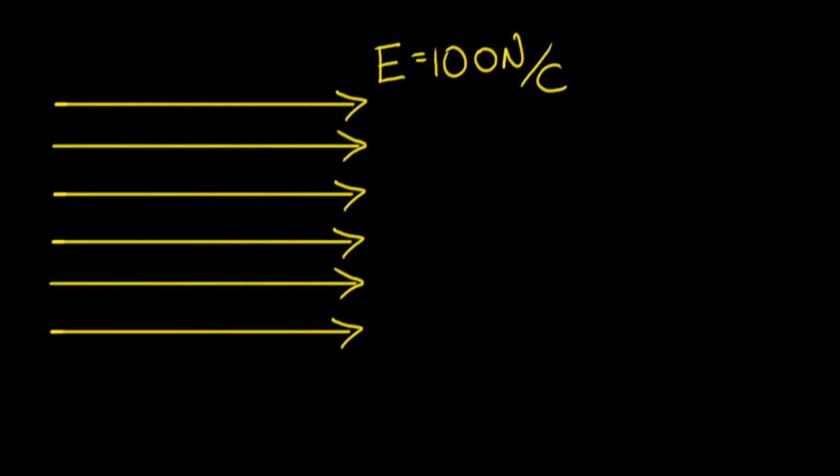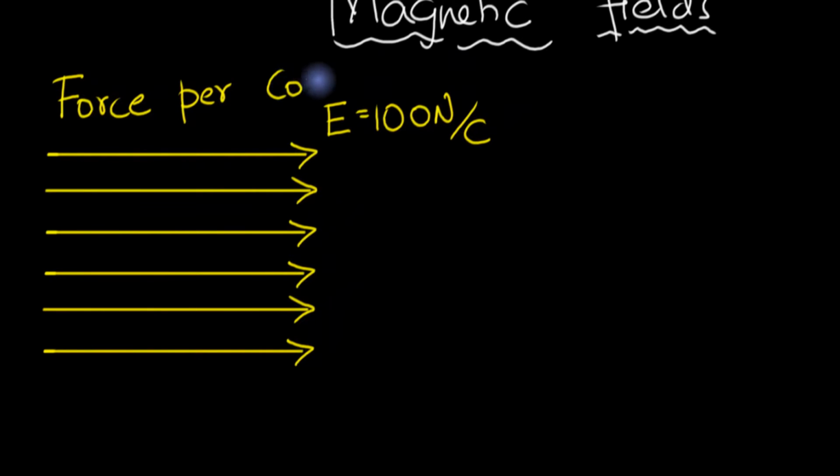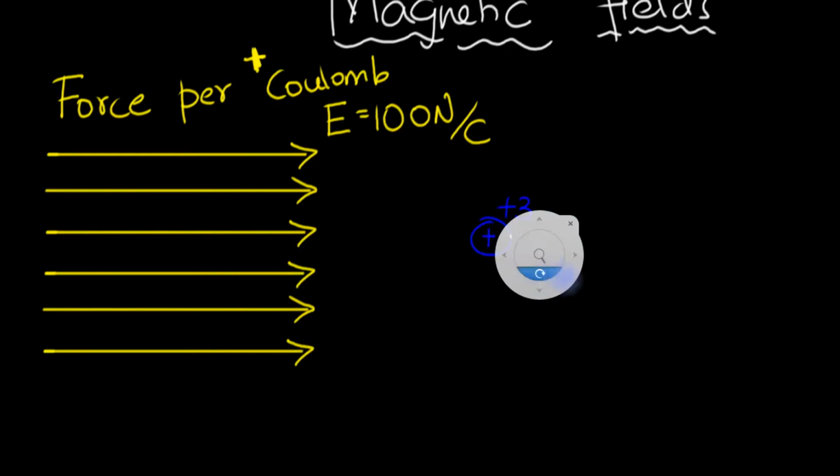Well, we know what it means. Electric field is a measure of force per unit charge, right? So this is what electric fields are. It's a measure of force per coulomb. A coulomb is our standard force per unit coulomb, or force per plus 1 coulomb, a positive coulomb. All right.